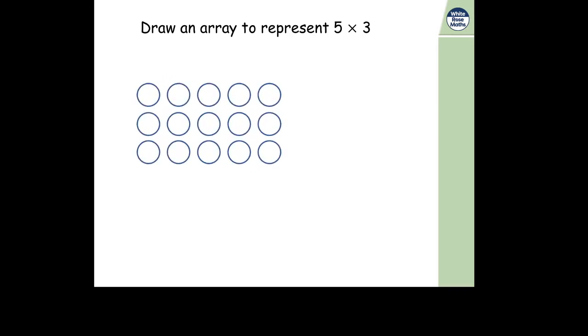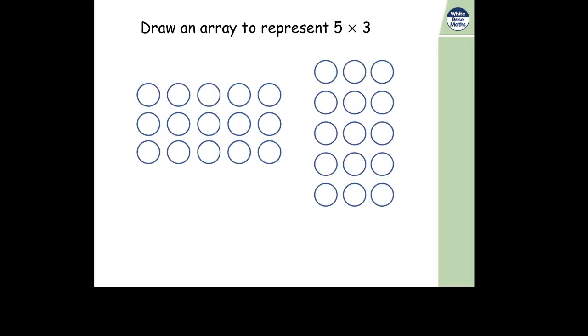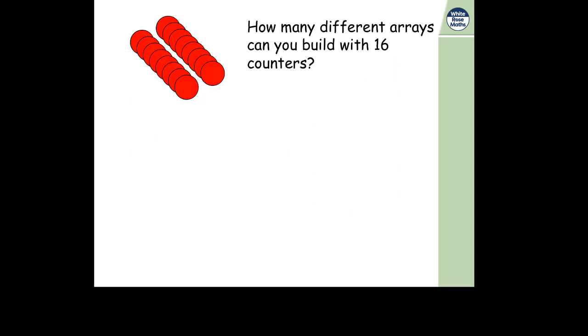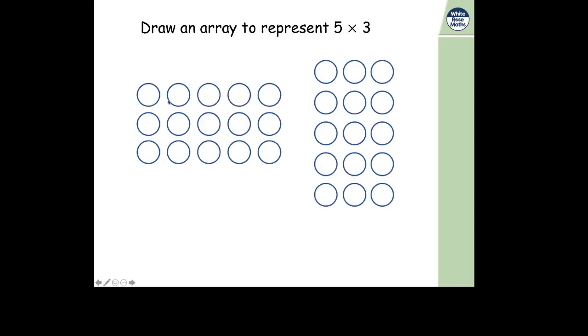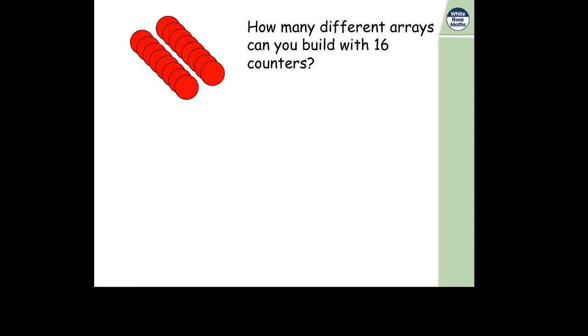So here we go, look. Either one of those would have been right. Let's just go back a second. Here we've got one group of 5, 2 groups of 5, 3 groups of 5. Or we've got one group of 3, 2 groups of 3, 3 groups of 3, 4 groups of 3, 5 groups of 3. So for every multiplication that you come up with, there will be 2 different arrays of showing it. Okay, so I want you to spend some time now having a bit of a play.